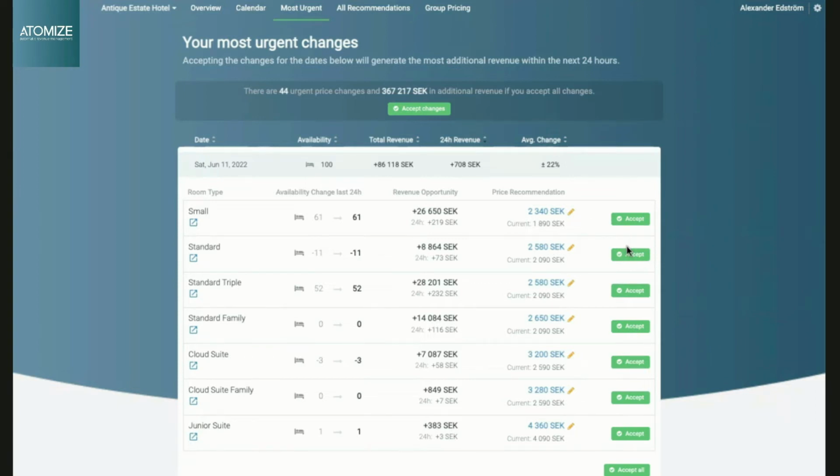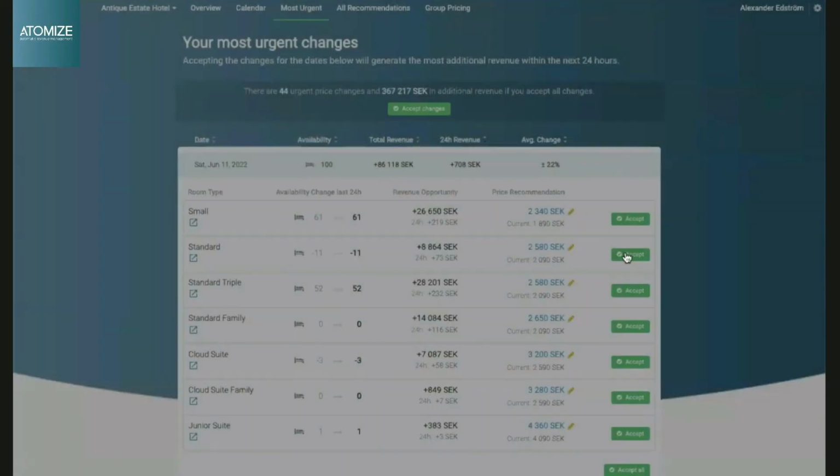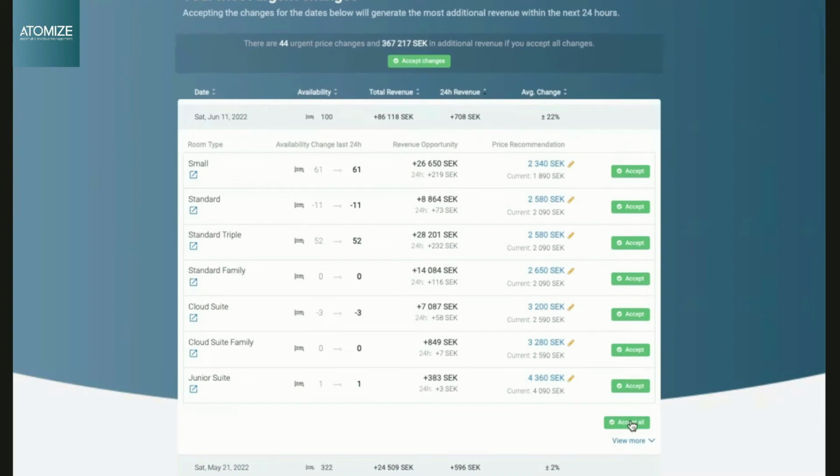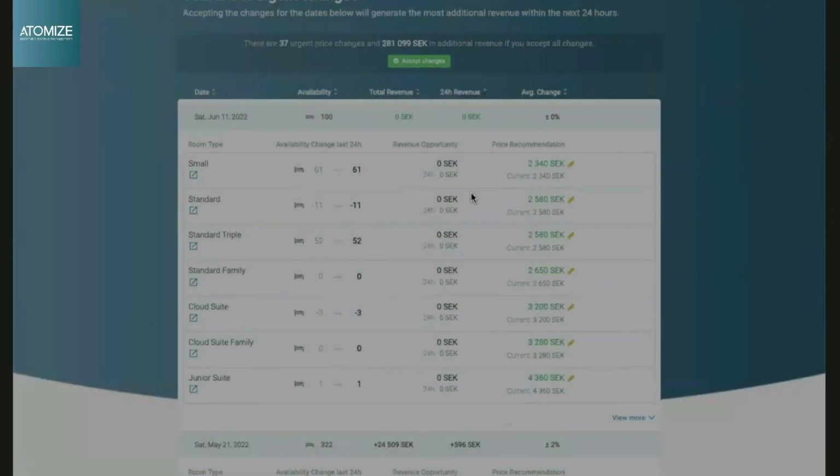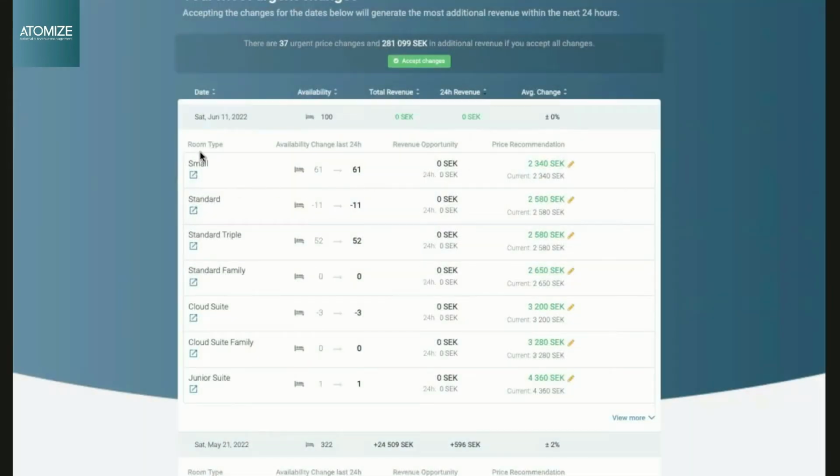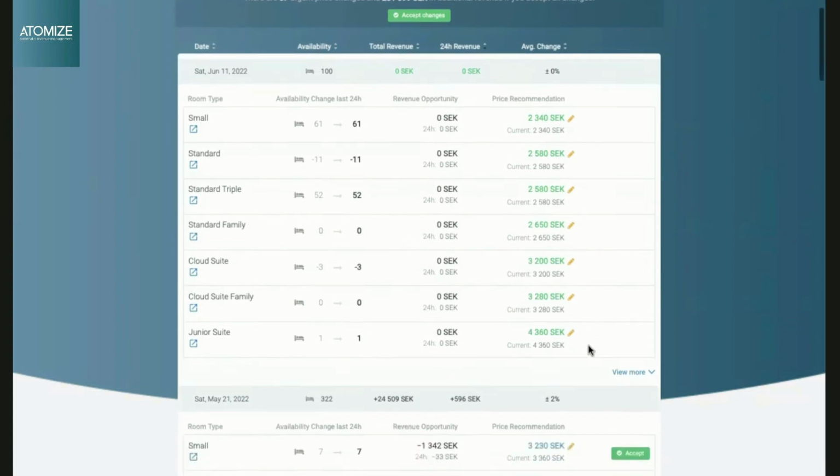Or you can cherry pick single ones of these, and so on. Or you can accept all of these for just this date, or all of these 44 at once. If I accept all of these, for instance, we pushed these prices for all these room types. These prices were blue before, which indicates that it's a pending price recommendation, and they just became green. Now they're set. You're done for this right now.